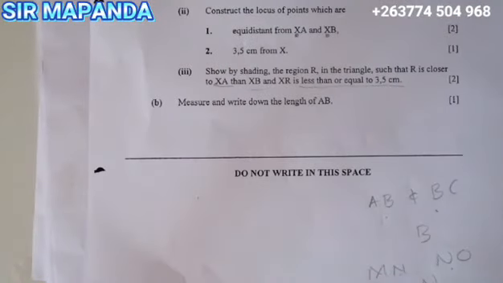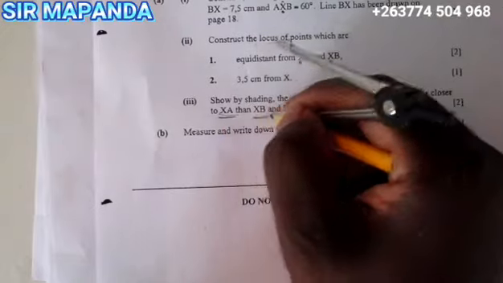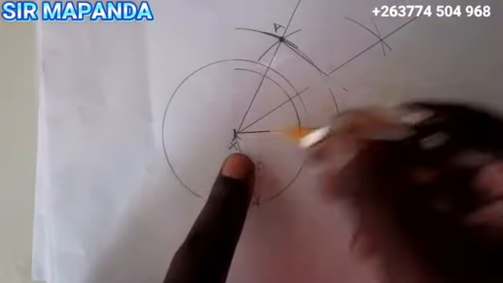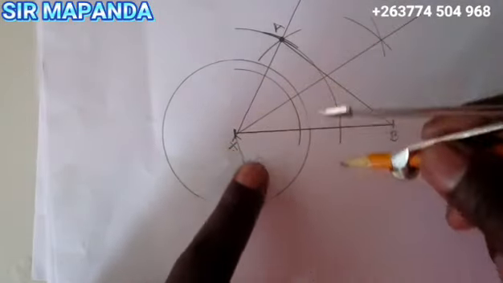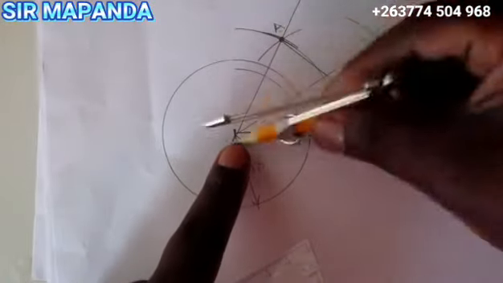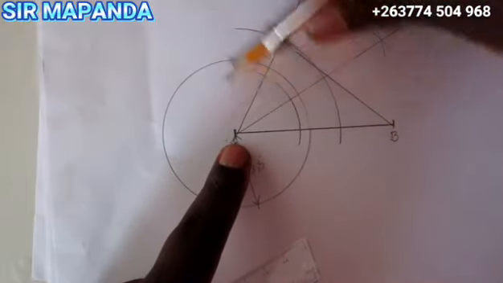Show by shading the region R, right, in the triangle such that R is closer to XA than to XB. Whenever you see the statement closer to XA than XB, you have to look at this boundary line, the one which bisected the common letter X. Closer to XA than XB, it means we are going to shade above this line where XA is found, above this line, not below, inside the triangle, but above this line.